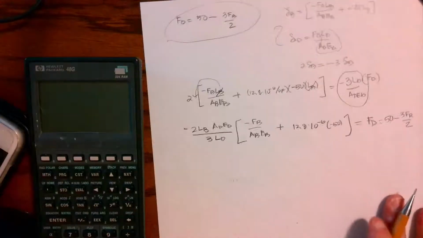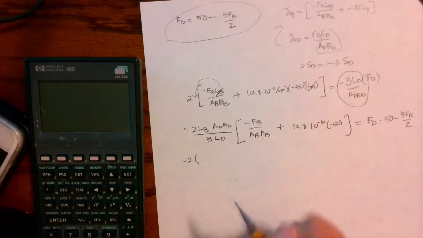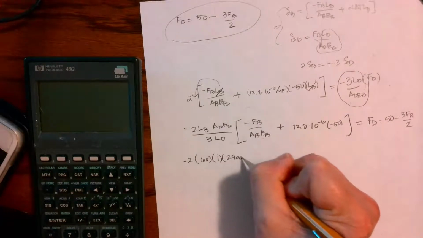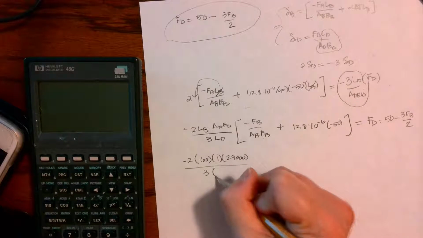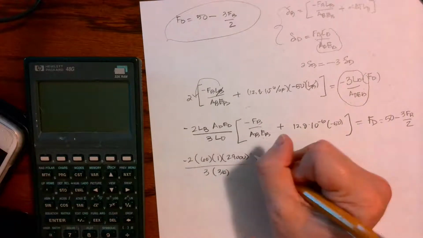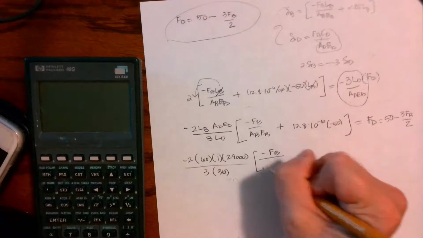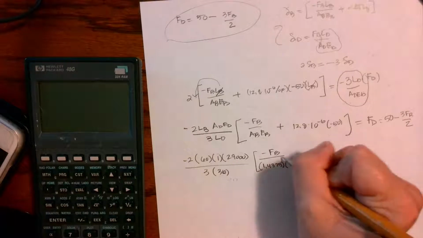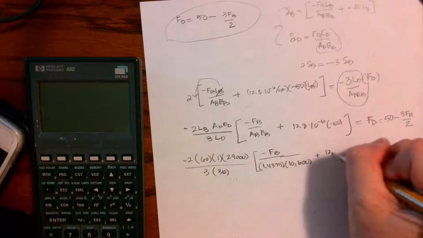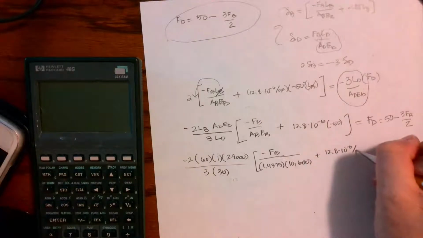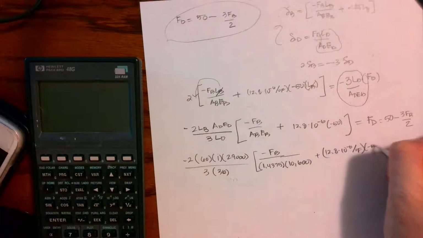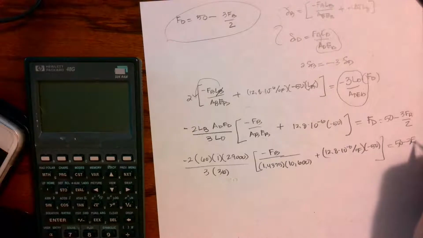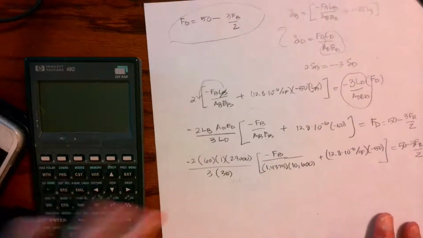So I can go back in and add my numbers now. I have minus 2, and I have that LB is 60, area of D is 1, E of D was 29,000, divided by 3 times that length was 36, LD, okay, minus FB, I think it was 1.4375 and 10,600 if I'm remembering correctly, plus 12.8 times 10 to the negative 6 per degree Fahrenheit times negative 50, okay, equals 50 minus 3FB over 2. So now I can simplify.